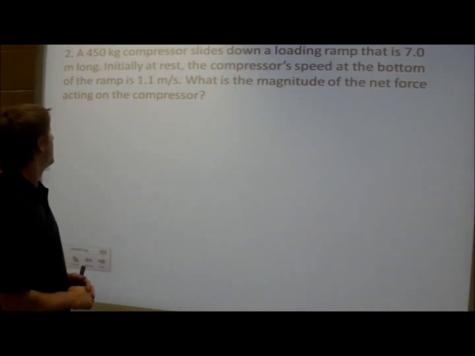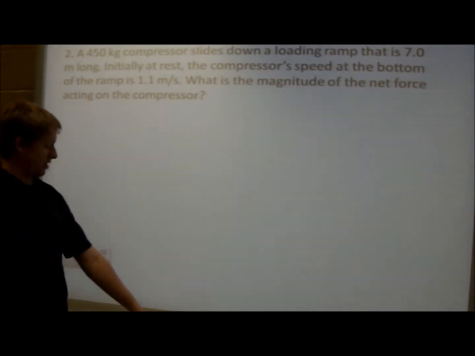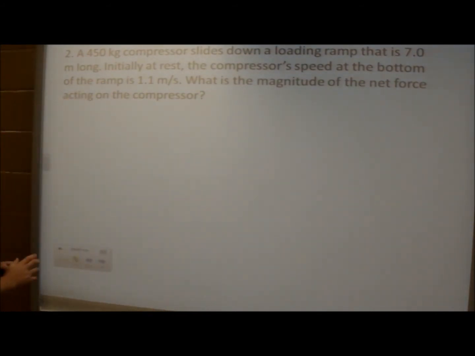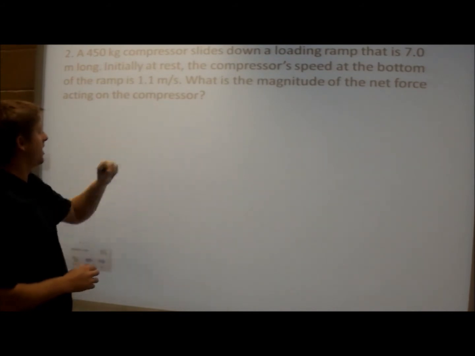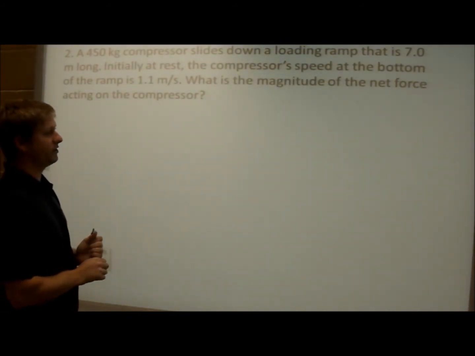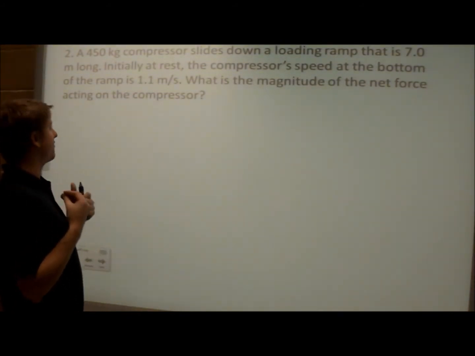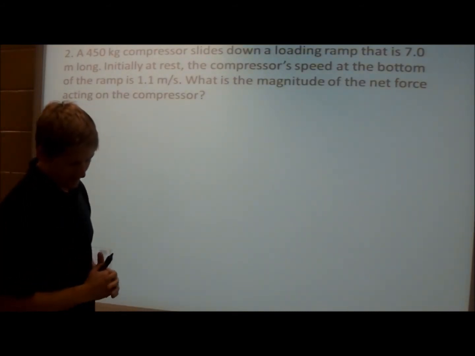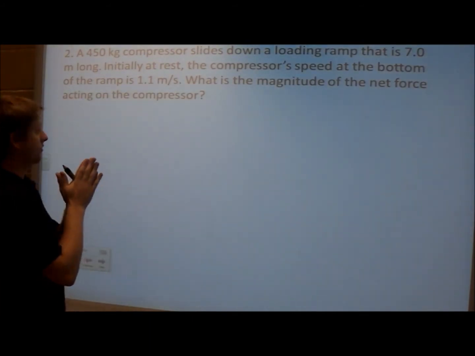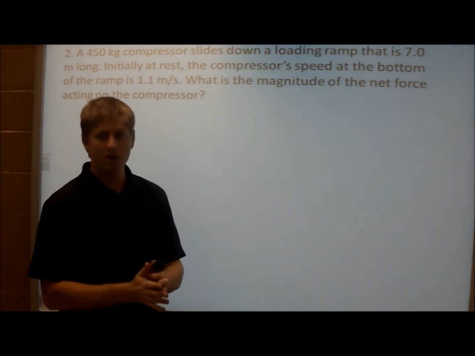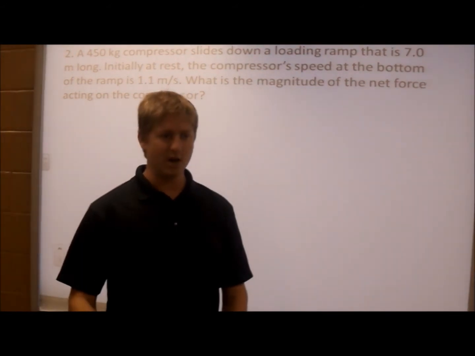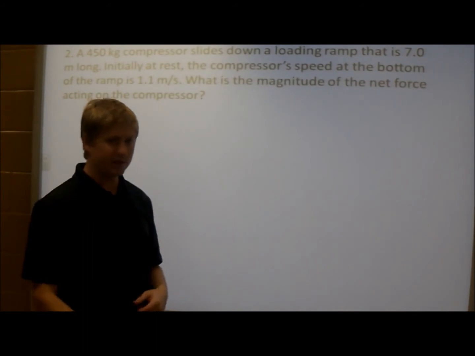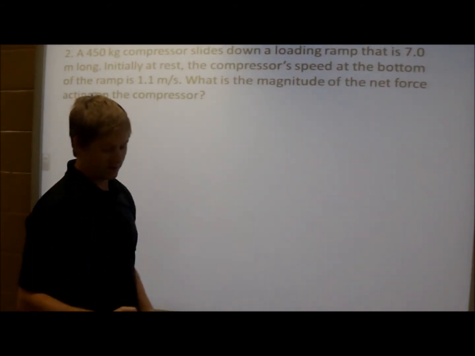All right, next one here. A 450-kilogram compressor slides down a loading ramp that is 7 meters long, initially at rest. The compressor speed at the bottom of the ramp is 1.1 meters per second. What is the magnitude, what is the size, of the net force acting on the compressor? We are going to try to find our force. If we're trying to find our force, we're going to use our work kinetic energy theorem. To find our work, we have our distance, so we can do work equals force times distance and solve for force. It'll make sense as we go along here.